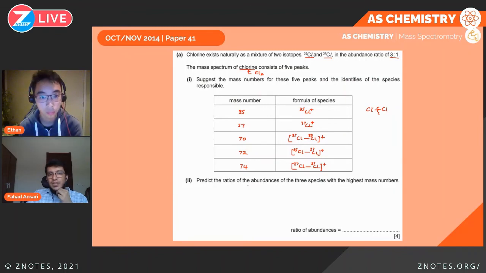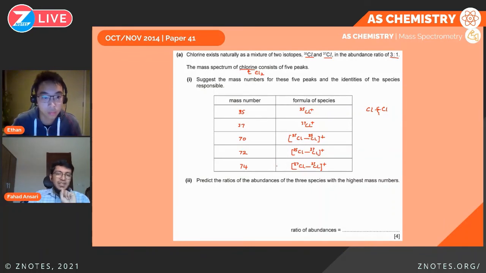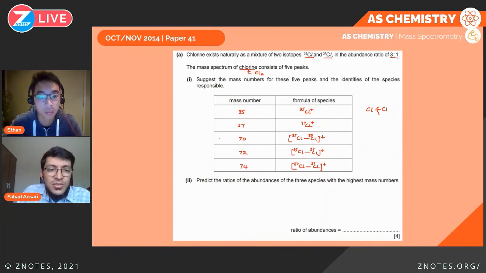Now it says predict the ratios of the abundances of the three species with the highest mass numbers, right? For this, I want you to relate this to the concept that we studied regarding organic molecules containing two chlorine atoms. So with two chlorine atoms, we know that we have three peaks.